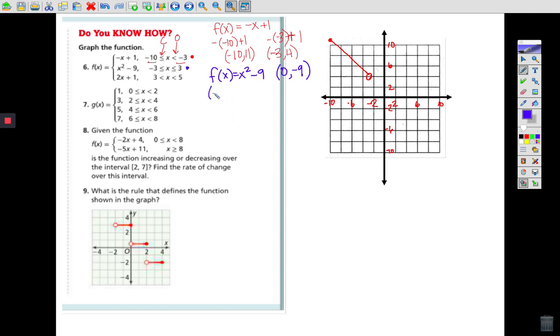So now I'll plug in negative 3, and I'll also plug in positive 3. When negative 3 is our x value, 0 is my y value. When positive 3 is my x value, 0 is also my y value. I've got a closed circle for both of these, so I'll find negative 3, 0, closed circle, 0, negative 9 in a closed circle, and then 3, 0 with a closed circle.